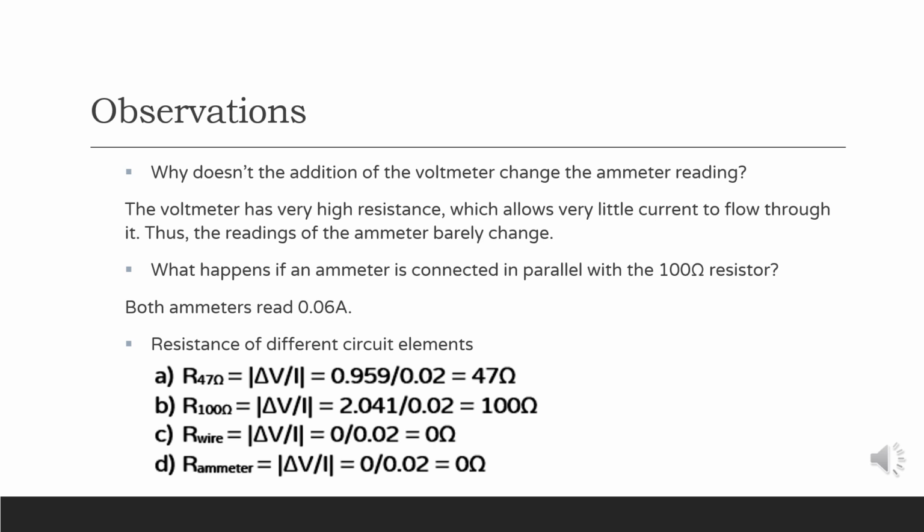Why doesn't the addition of a voltmeter in parallel change the ammeter reading? Well, because the voltmeter has a very high resistance and therefore only a very small amount of current flows through it, so the current in the rest of the circuit remains constant. And also, what happens if an ammeter is connected in parallel with the 100 ohm resistor? Well, then both ammeters read 0.06 amps. And lastly, we were asked to calculate the resistance of various circuit elements using Ohm's law.